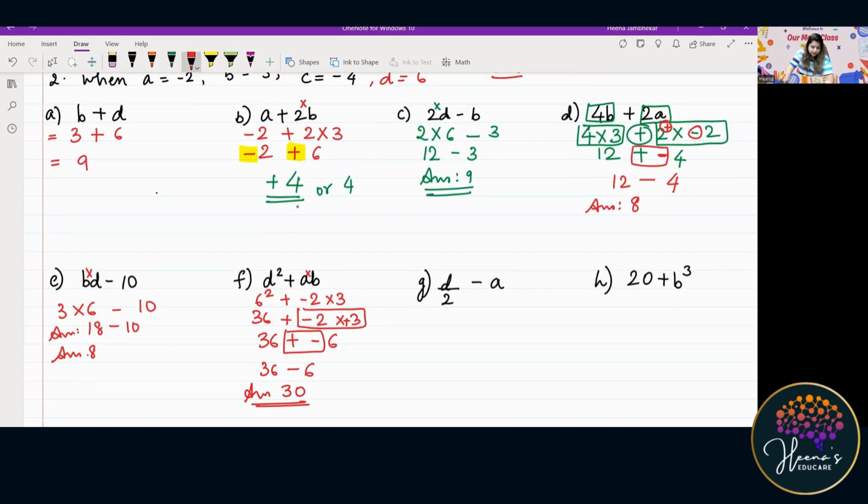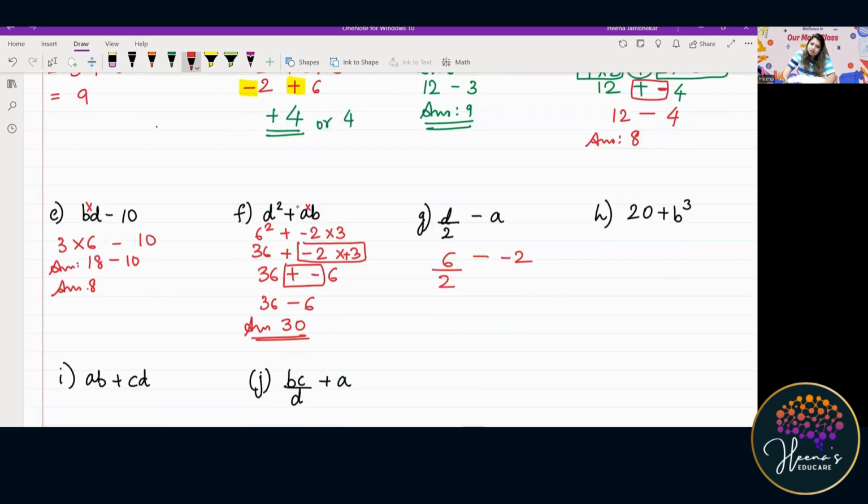It is D upon 2 minus A. The value for D is 6 upon 2 minus A. And the value for A is minus 2. BODMAS, we have a division here. So I'll first solve that. 2 ones are 2, 2 threes are 6. So you have 3 minus minus 2. Now you have consecutive signs. So I will have 3 plus 2 here. And 3 plus 2 is nothing but 5. Let's move on to the next one.